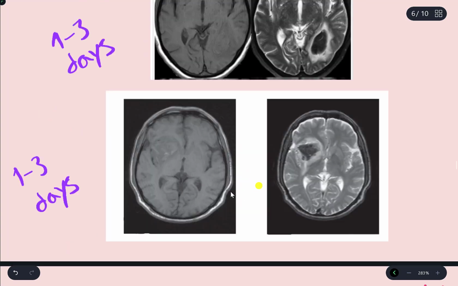Here is another example of acute hematoma. This is an iso-intense lesion in T1, similar intensity to the brain. It is difficult to pick it up. And it is dark hypo-intense in T2. This is an acute hematoma with the onset of this hematoma from 1 up to 3 days.